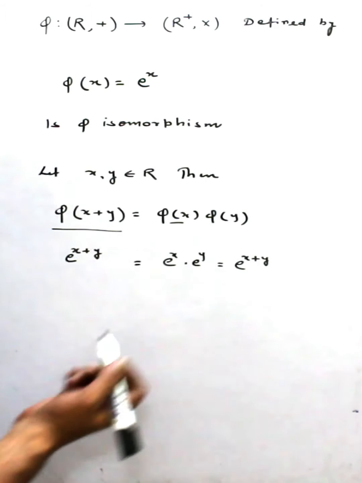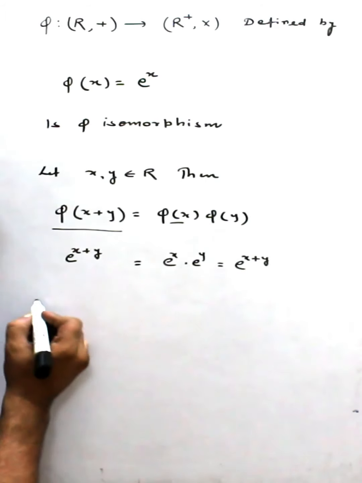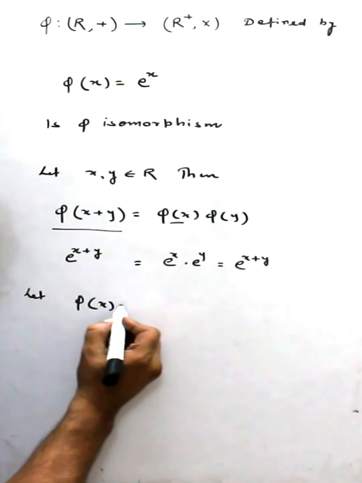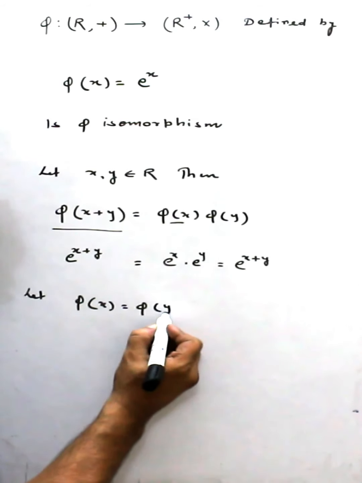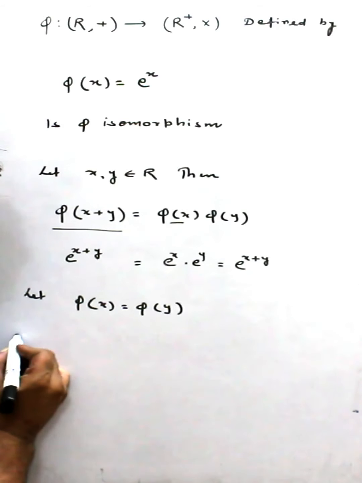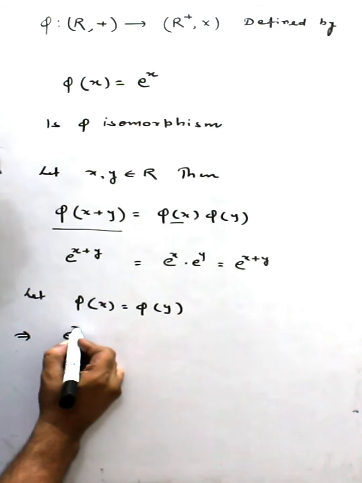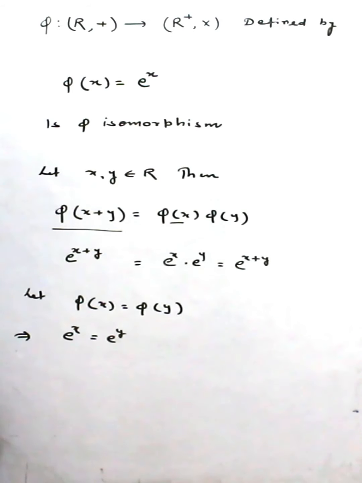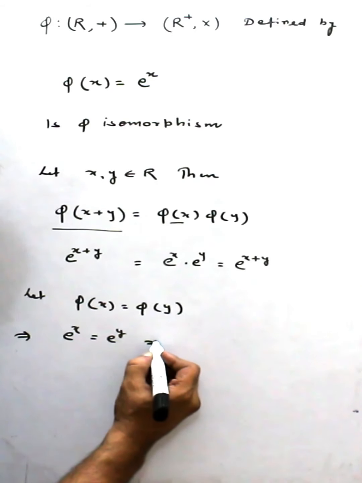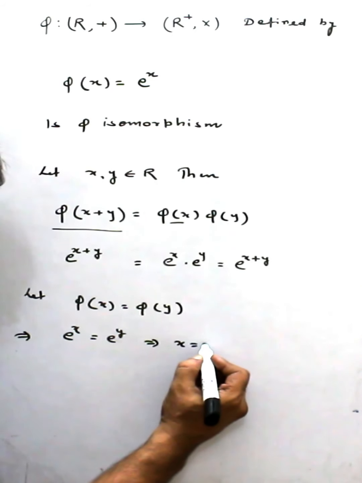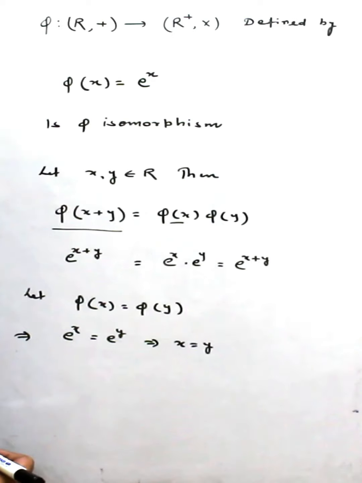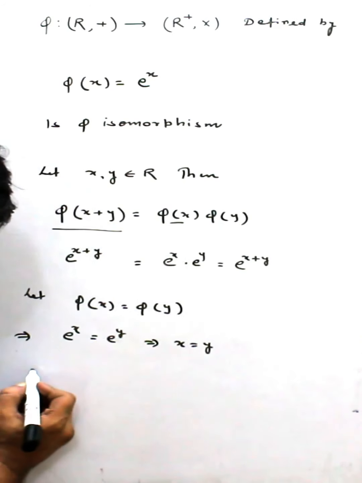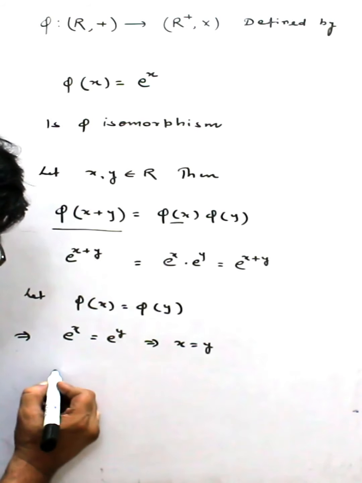If you want to show 1-1, let phi(x) be equal to phi(y). This means e^x is equal to e^y, right? Now this means x is equal to y. Simply we can say, again, onto.